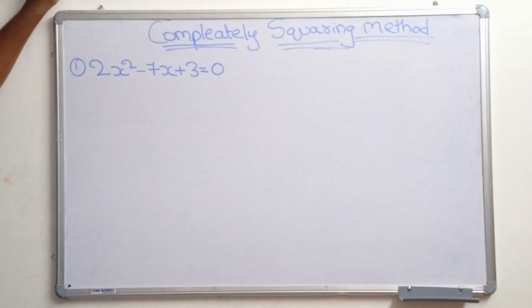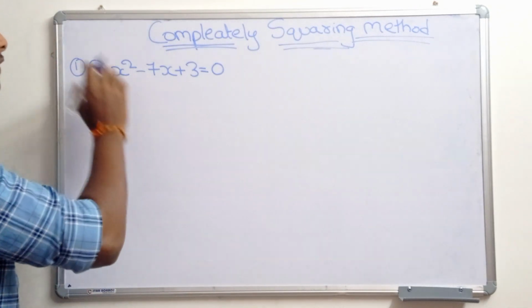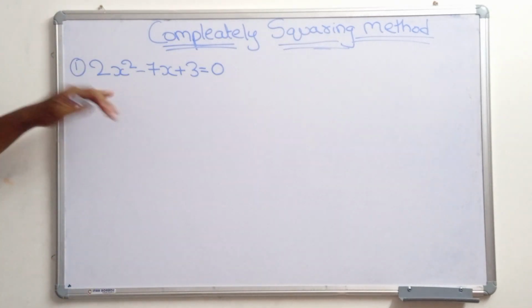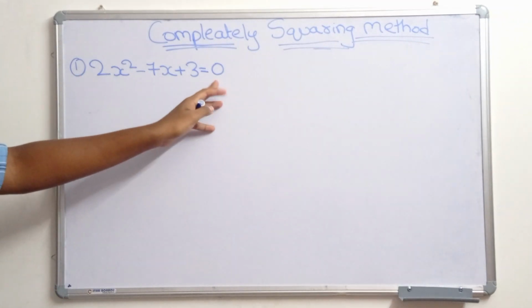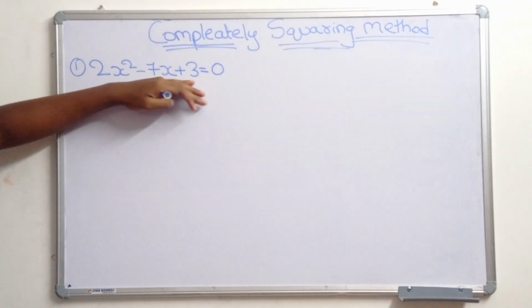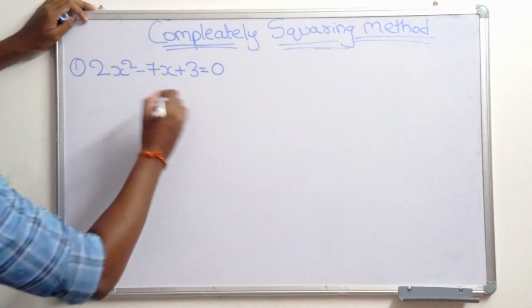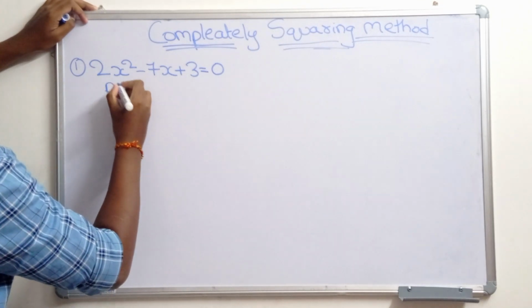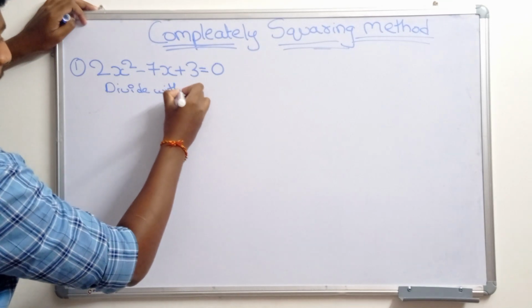I am repeating it again. The first step in the completing the square method is the coefficient of x square should be 1. So if we want the coefficient to be 1, can we divide the whole equation by 2? Guys, is it clear? Shall we divide the whole equation by 2? So the coefficient of x square becomes 1. So I am dividing the whole equation by 2.